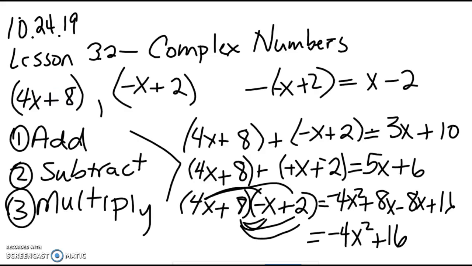Okay, so adding, subtracting, multiplying. With adding and subtracting, we're just combining like terms. The subtraction adds an extra step because we have to distribute that negative through. Multiplication, you multiply everything in the first parentheses times everything in the second parentheses, and then you combine your like terms. So the same rules are going to apply when we work with complex numbers.